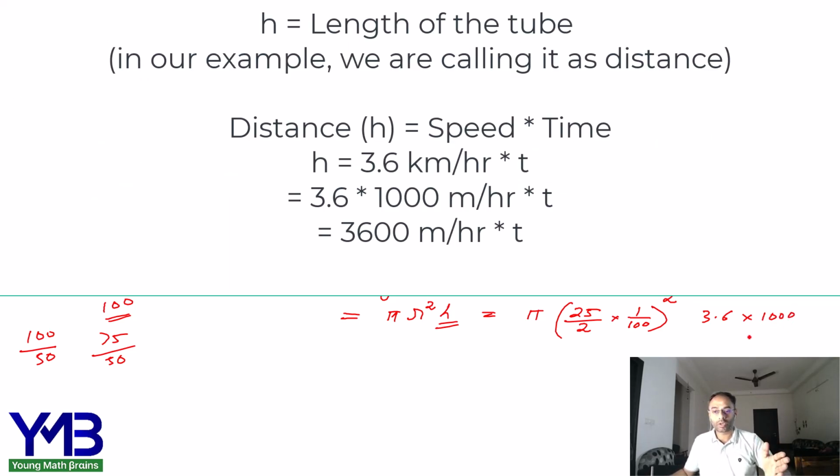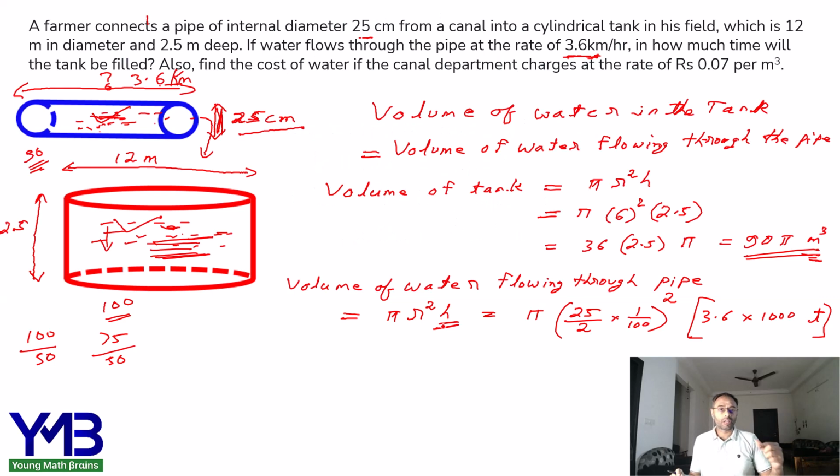So I have got the speed. Now I have to multiply it by time. So let's say the time it takes is t. I do not know t, so I'll just put that as t. So this thing is nothing but the height or the length of the tube. Again, this is just assumption. We are not saying that the pipe is 3.6 kilometers. It could be a small pipe.